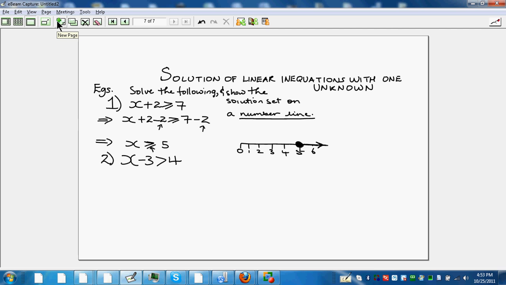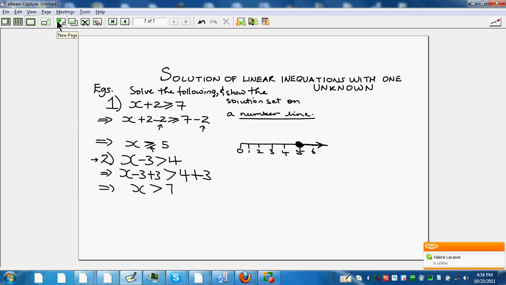Okay, another example is if we had to solve x minus 3 is greater than 4, as in number 2, and show the solution on a number line. Here we would say x minus 3 plus 3, so we get x by itself on the left-hand side, is greater than 4 plus 3. So we add 3 on both sides, and what we end up with is that x is greater than 7. X is greater than 7.